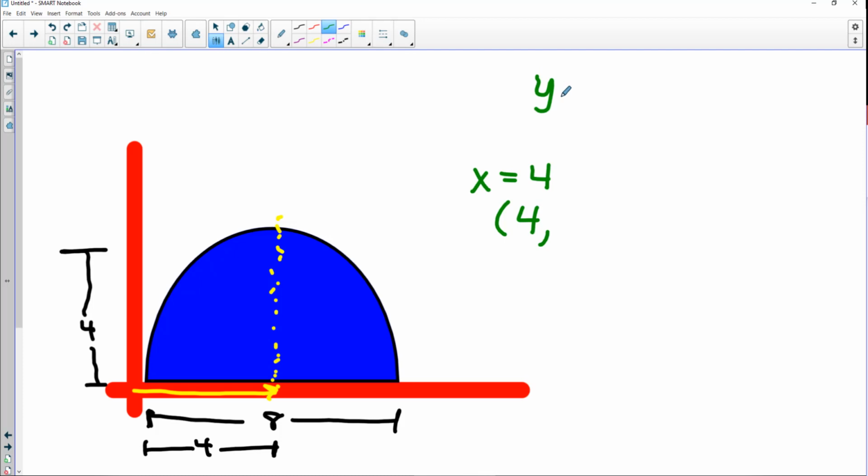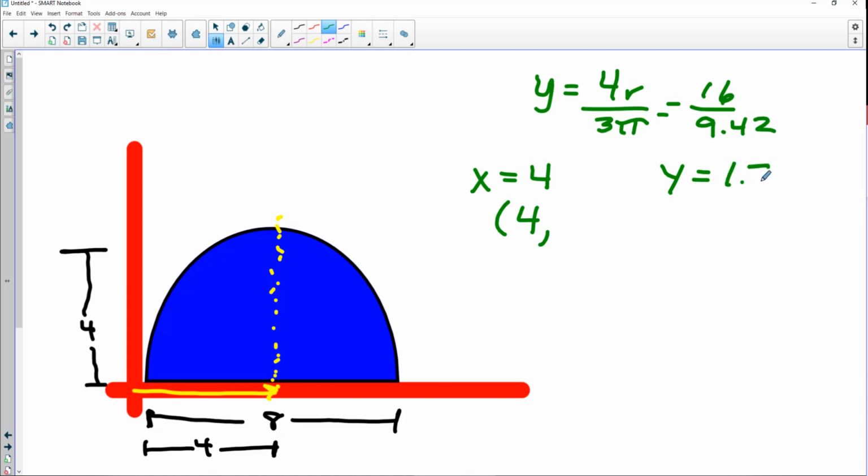Now, y is going to be 4 times the radius divided by 3 pi, which in this case is 16 divided by 3 times 3.14, which is 9.42. Then 16 divided by 9.42, we'll say 1.7. So y equals 1.7. So we're going to go up the y-axis to 1.7.